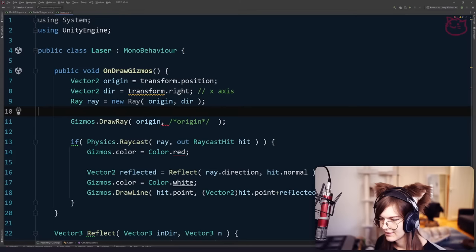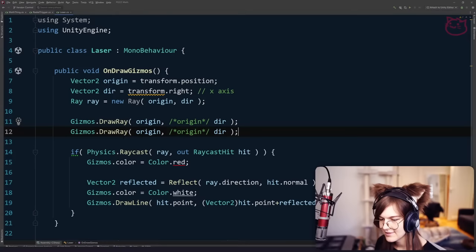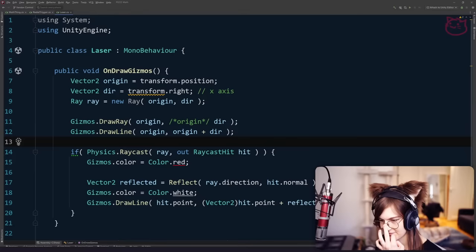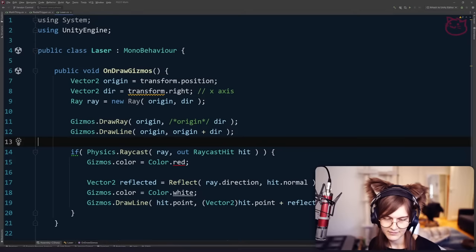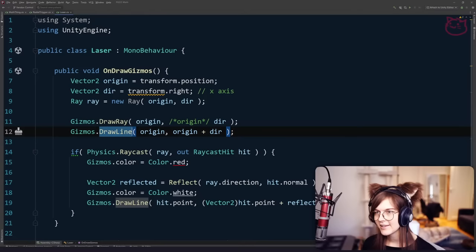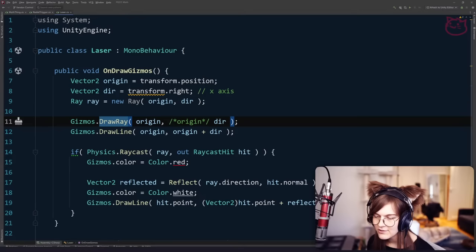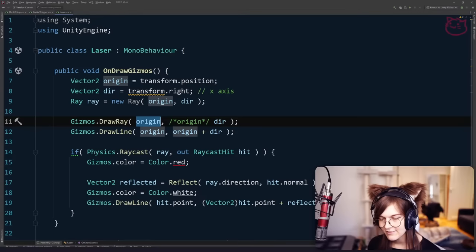Yeah, so Ray takes an origin and a direction. So you would do this. If you're using DrawLine, then you need to have origin here. Does that make sense why? The line requires world space coordinates for exactly where you want it to start and where you want it to end. DrawArray assumes that you want to add the origin to the endpoint already. So it originates from the origin and then offsets by the direction here.